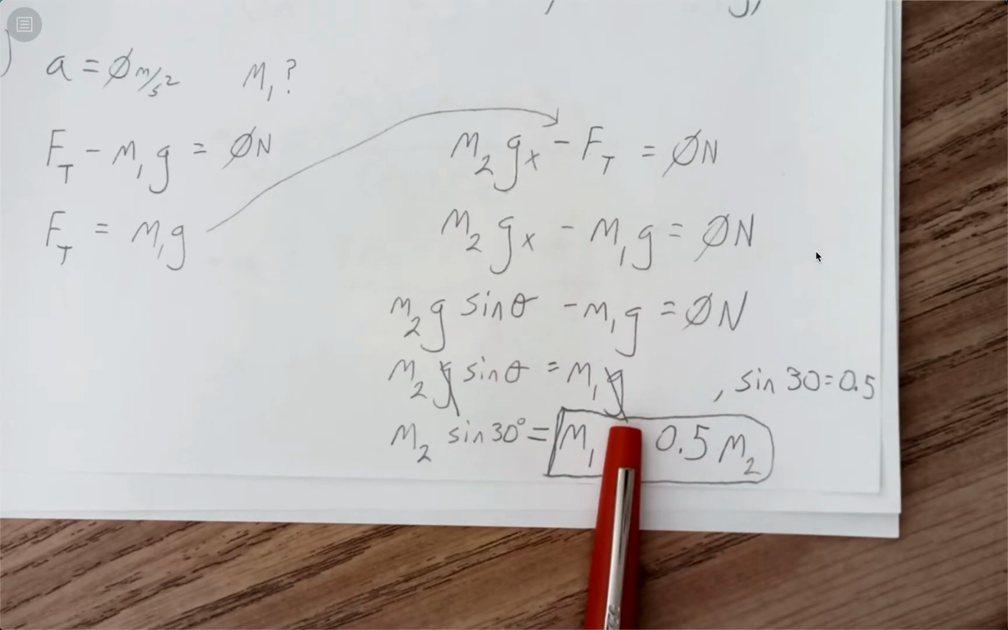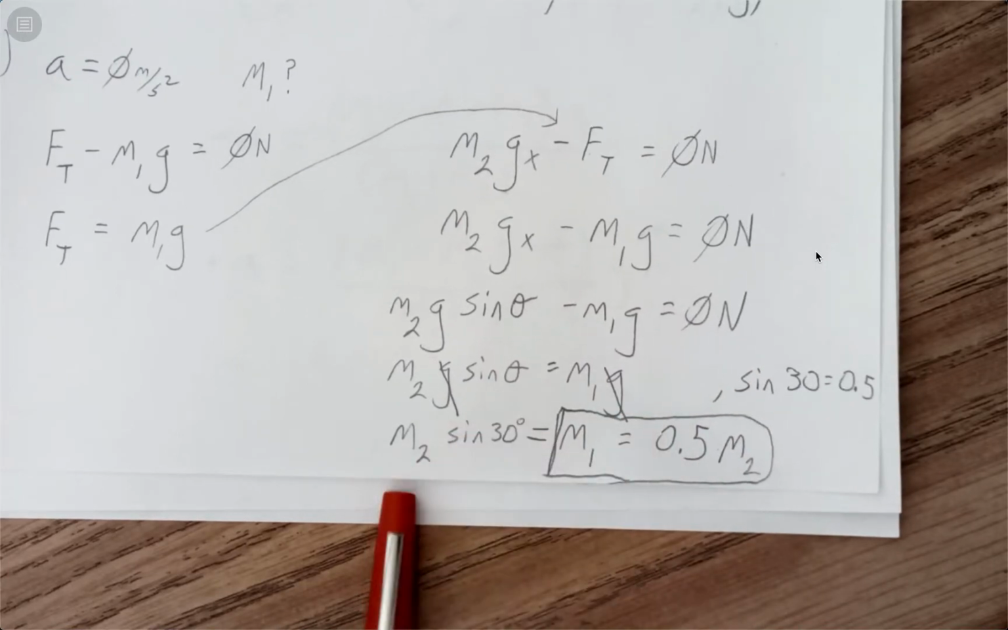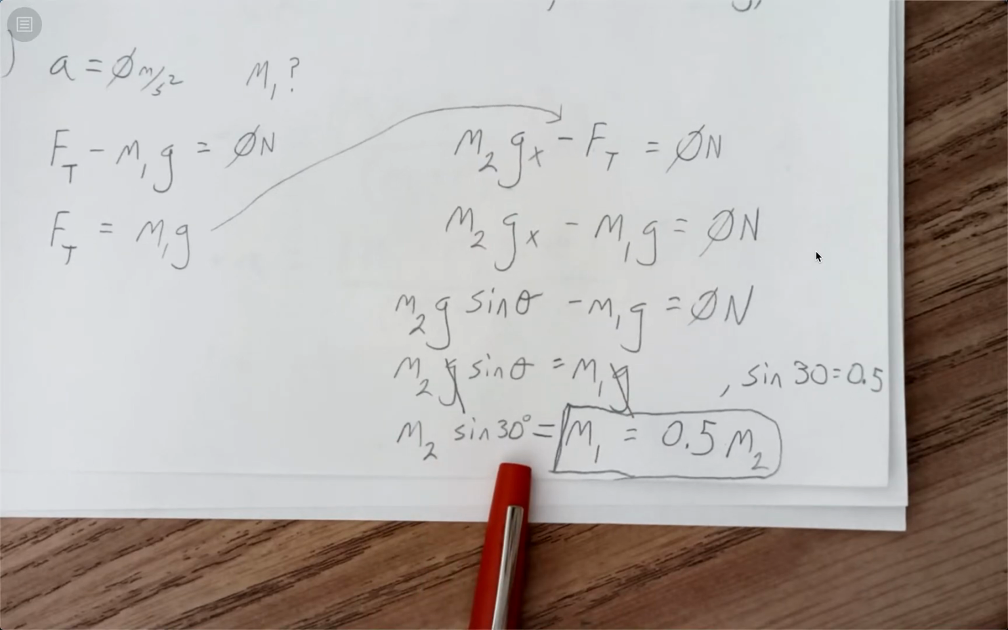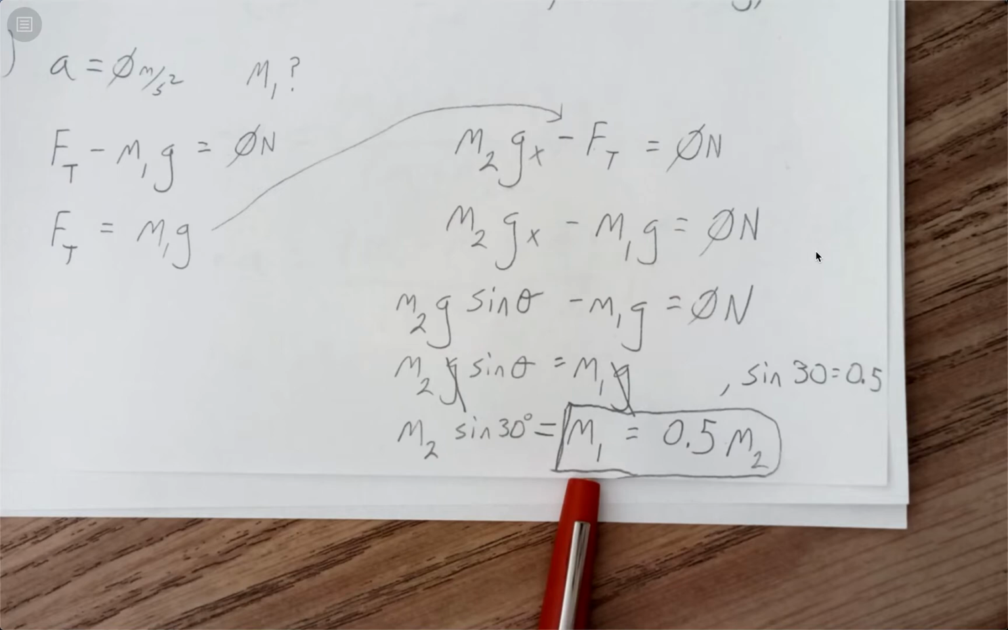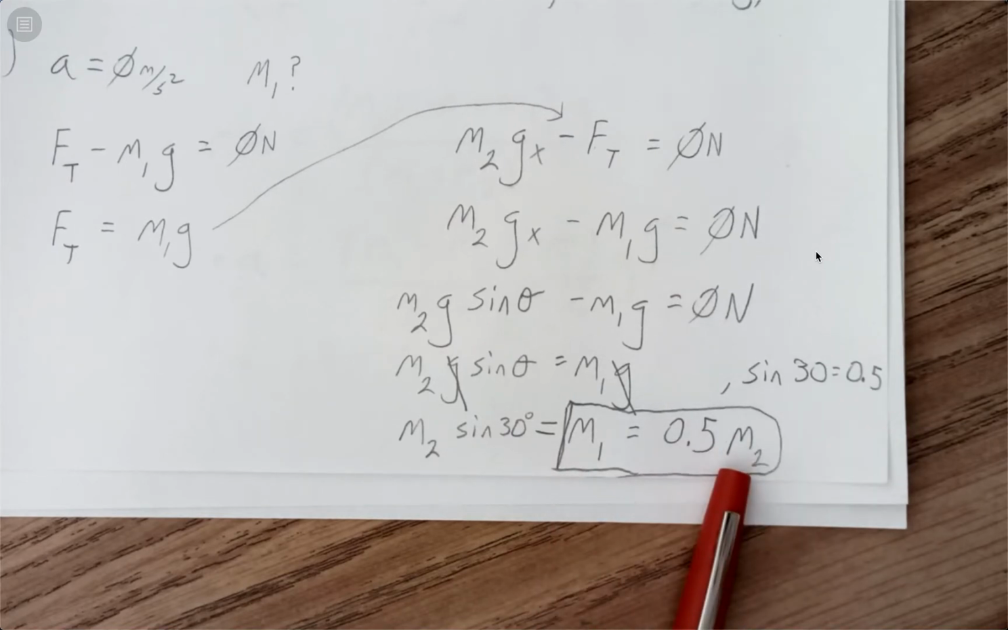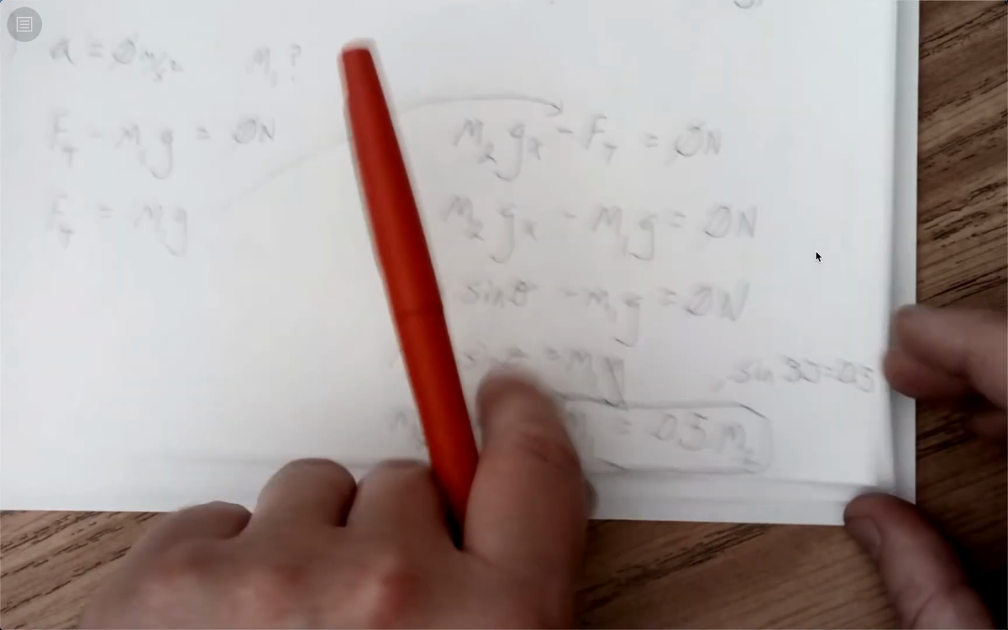You can divide by g, leaving us that m2 sine of theta, which is 30 degrees, and sine 30 is 0.5, is equal to m1. So m1 is 0.5 of m2. So we see that this mass 1 is half of mass 2.